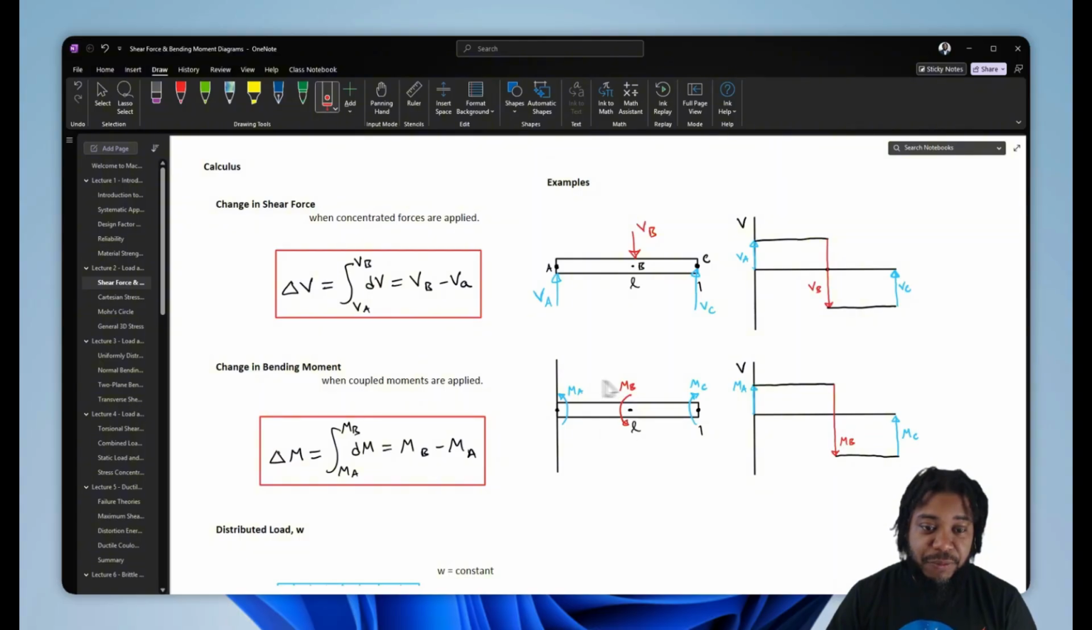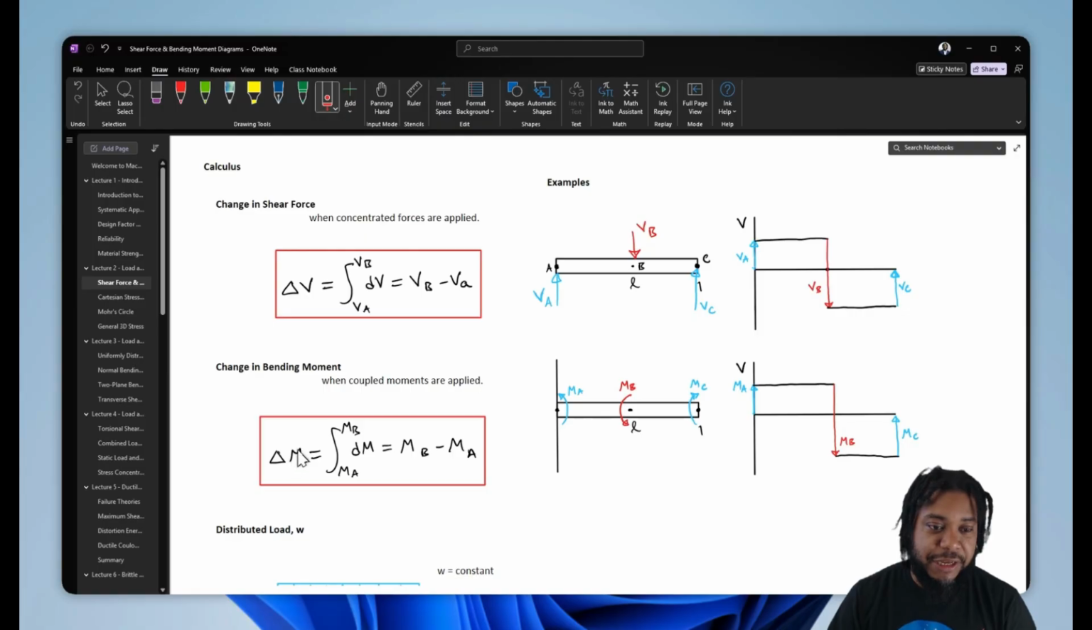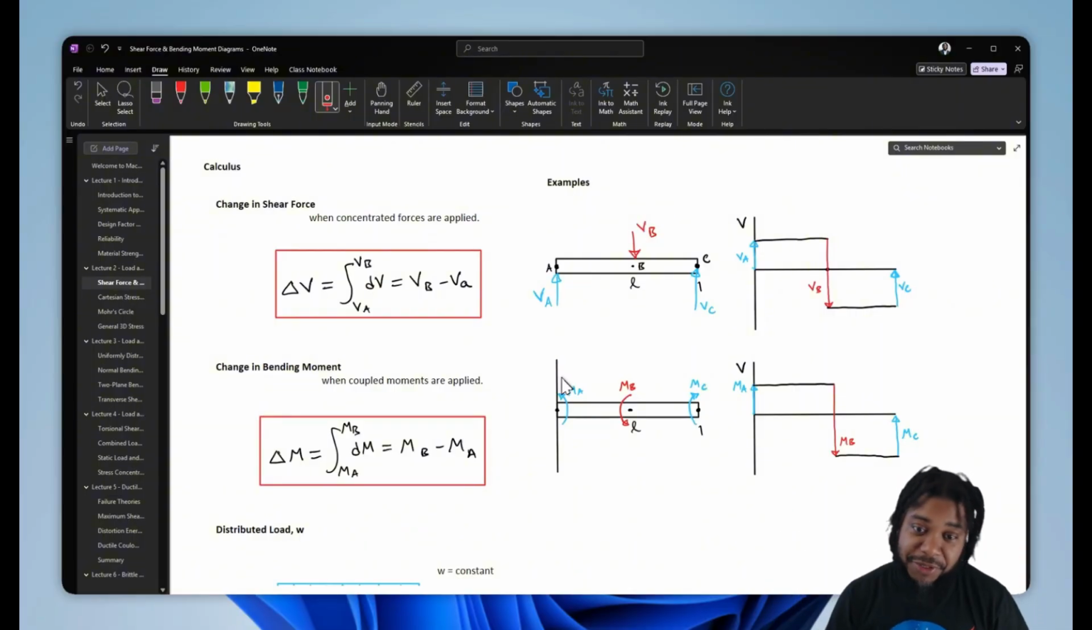The coupled moment is going to give us a step change in our moment diagram, where the delta M, the change in the moment, is equal to the integral from A to B of the moment, which is equal to MB minus MA. So our moment diagram, how does that look? Well, we'll start at our support of MA, concave upward. If we were to do a section line, MA is going to bend the beam up. So we're going to step change by MA.